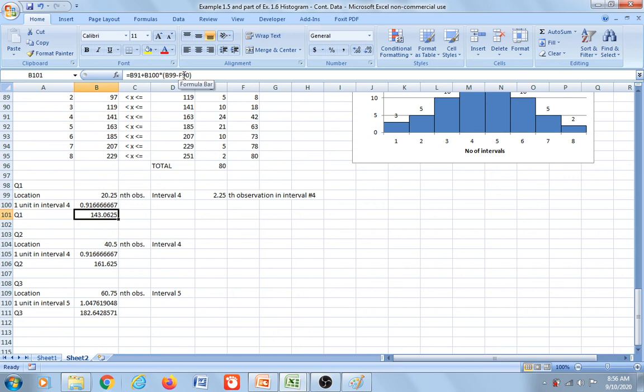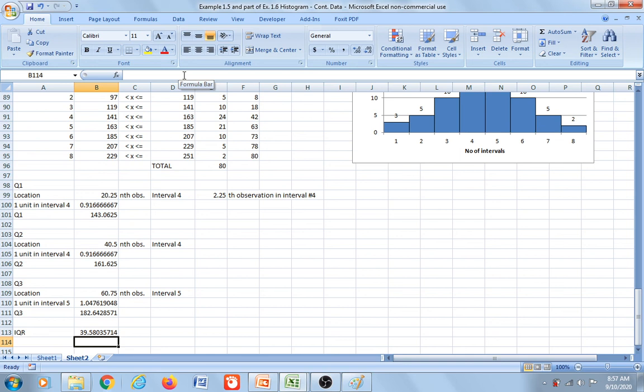So the Q1 is 143.1, the median is 161.63, and quartile number 3 is 182.64, and the IQR, the range of the interval, is Q3 minus Q1. Okay, it is 39.6.